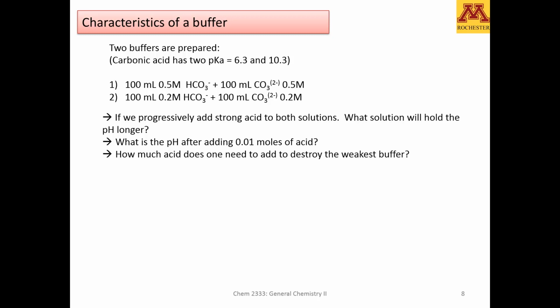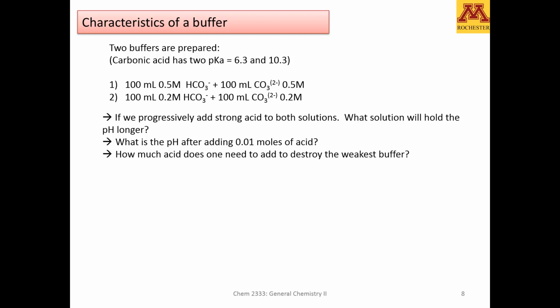So far we have learned how to prepare buffer solutions. We also have learned how to calculate the relationship between the concentration of acid and its conjugate base of a buffer solution at a given pH. What we want to learn now is how much acid it takes to destroy the buffer, or how much a buffer can absorb the addition of a certain amount of acid. That is, to understand the very characteristics of the buffer.